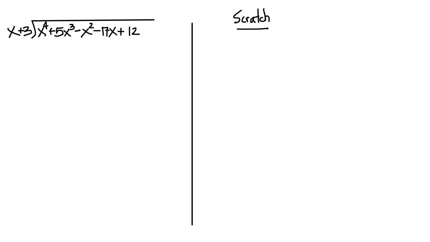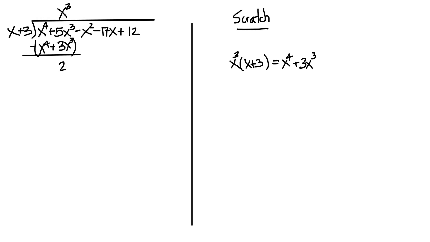Now let's divide x plus 3 into f of x, which is x to the power 4 plus 5x cubed minus x squared minus 17x plus 12. So x plus 3, I'm going to have to multiply that by x cubed. X cubed will go up here, and this will give me x to the power 4 plus 3x cubed. I'm going to subtract that. So I will get 5 minus 3x cubed, that's 2x cubed. Bring down the minus x squared.